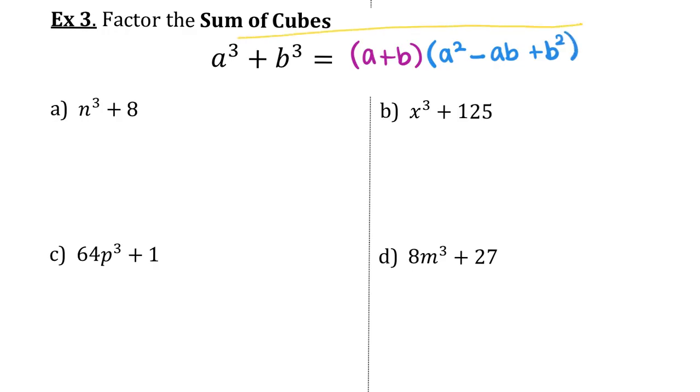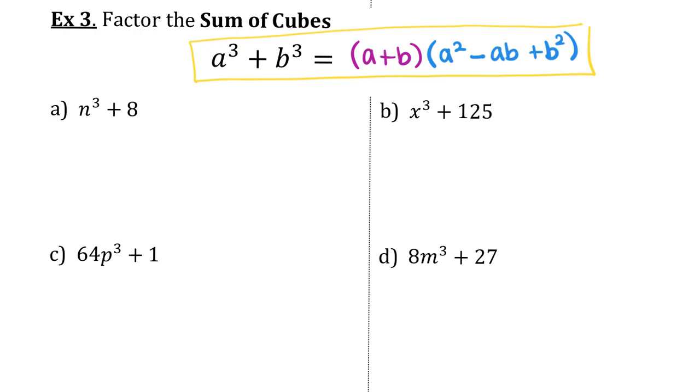Okay, let's try it. Okay, so I'm going to look at A. A says n cubed plus 8. Now, if I can rewrite 8 as something cubed, we can follow this pattern here. Okay, so what do I cube to get 8?